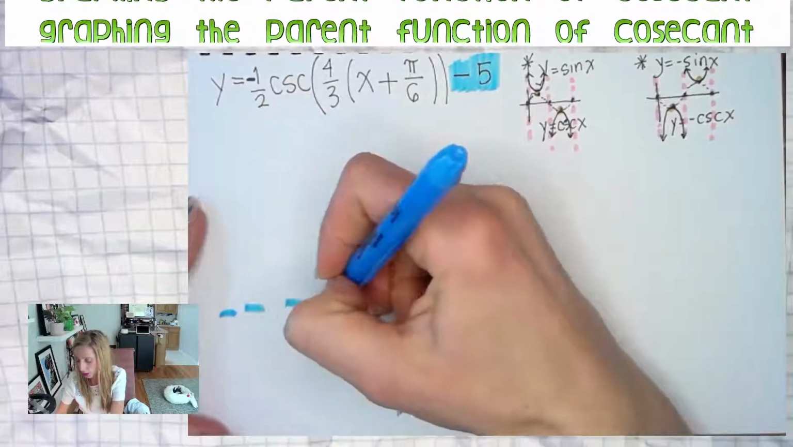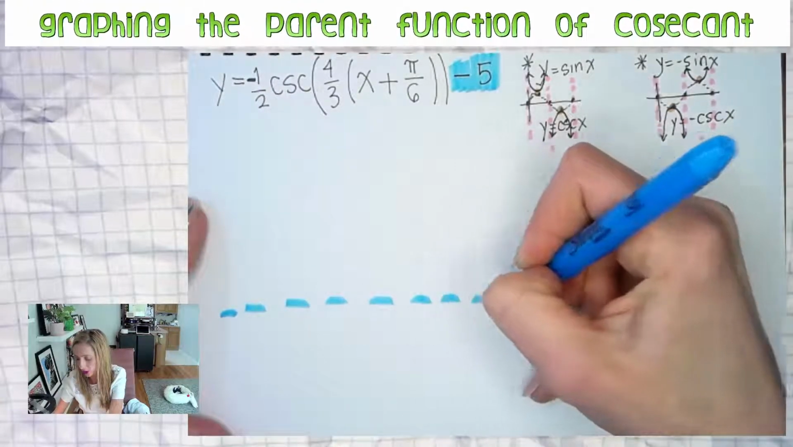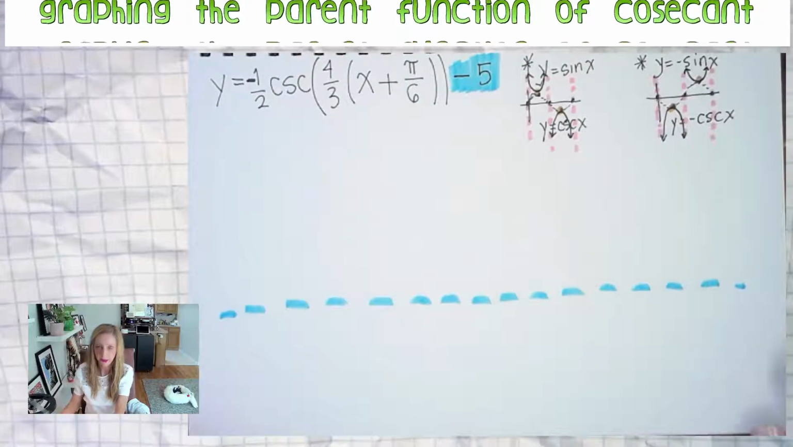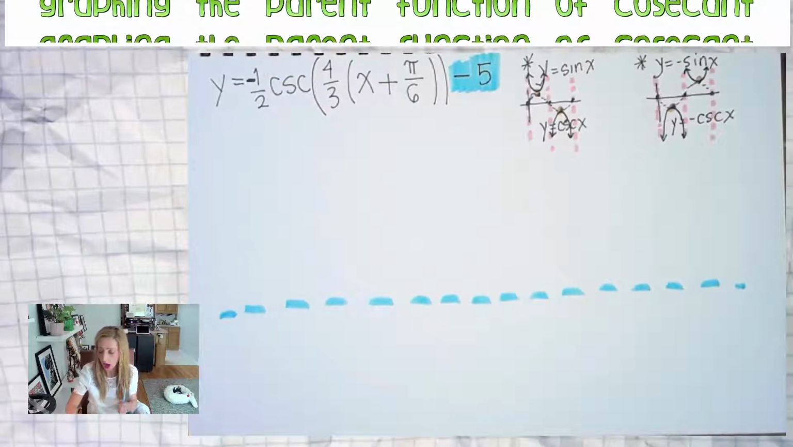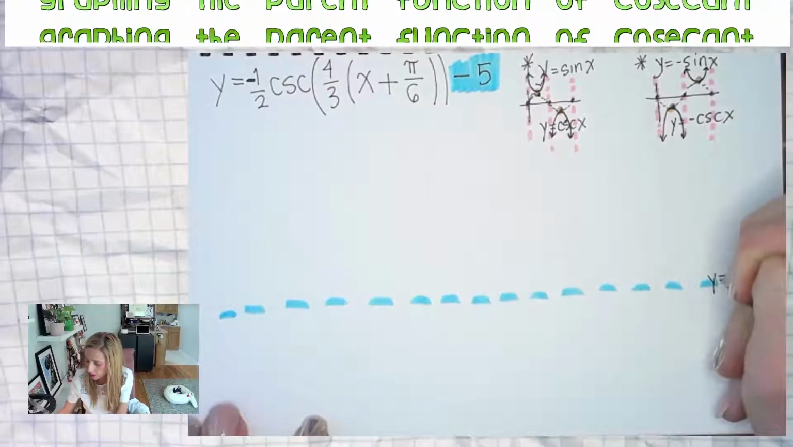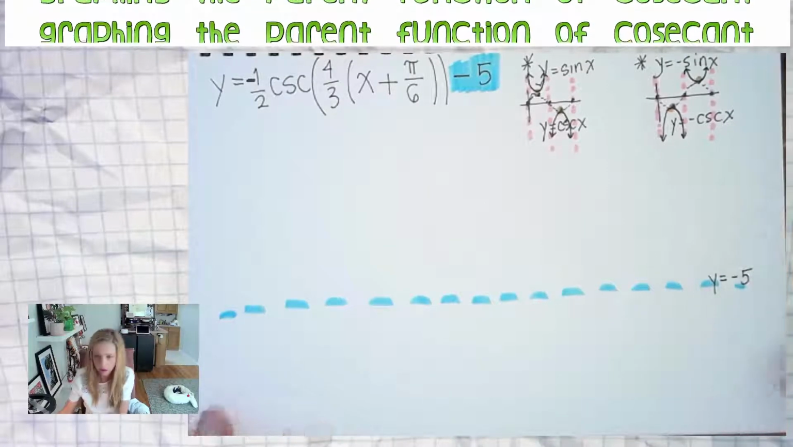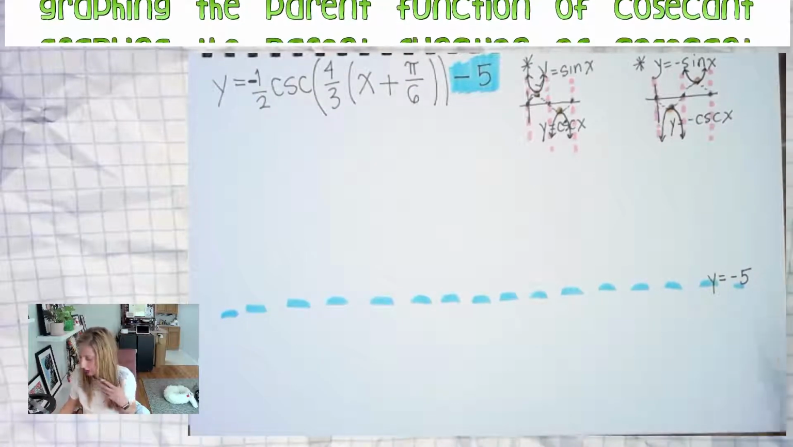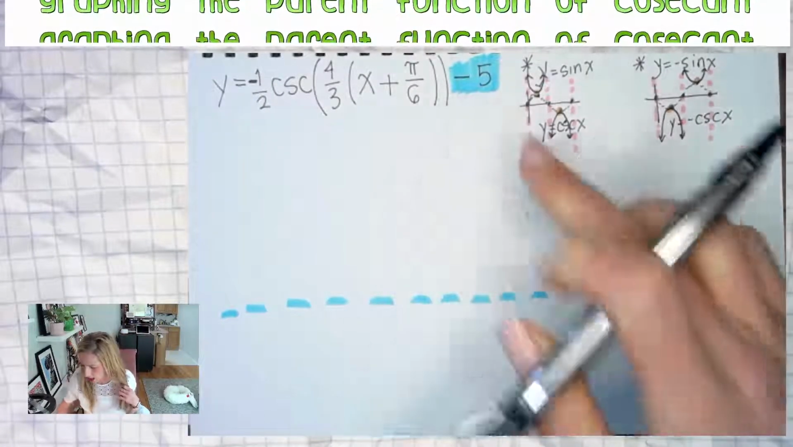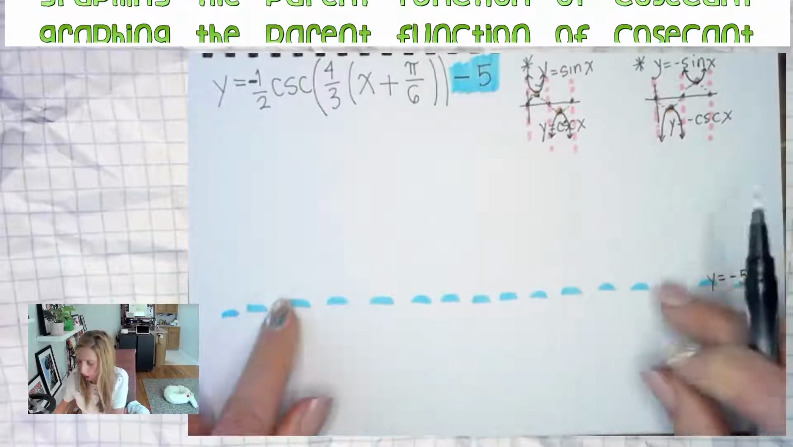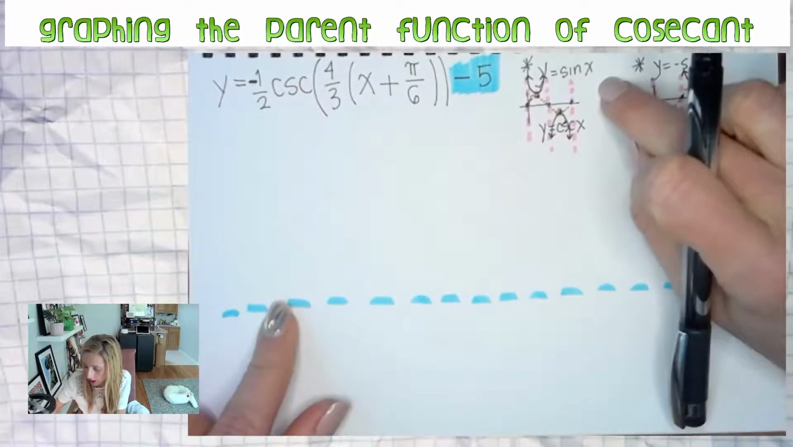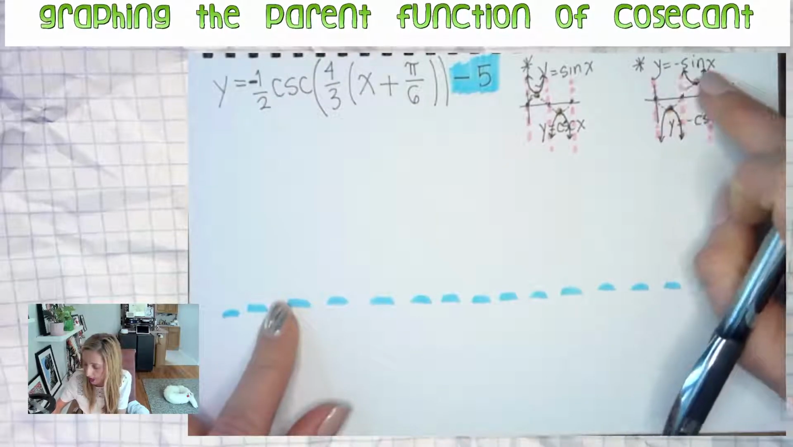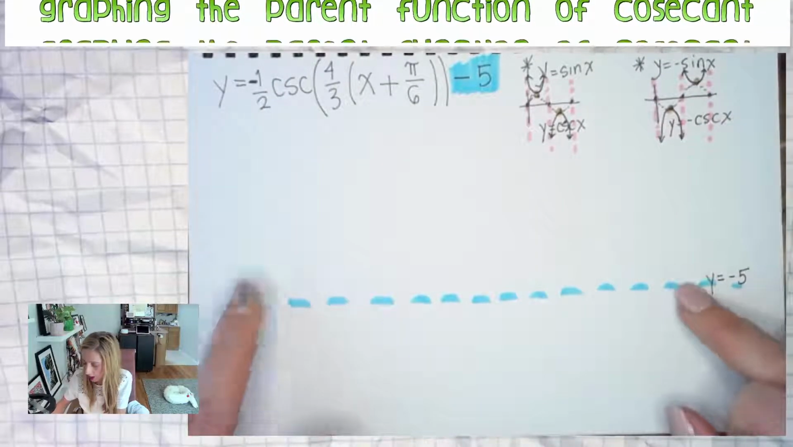I'm just going to put a blue dashed line for my sinusoidal axis showing the midline going all the way across. That's going to be y equals negative 5. Then we're going to put on our dotted sine wave, but it's negative, so I'm going to follow this pattern here on this picture.